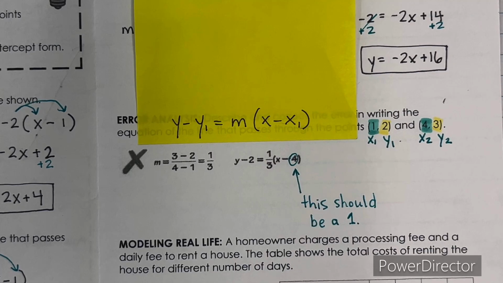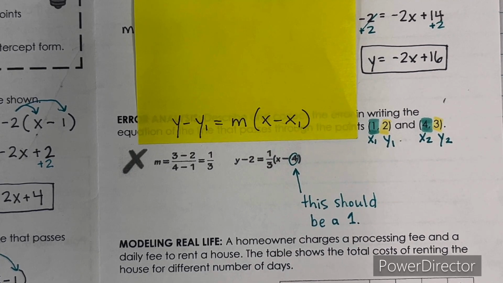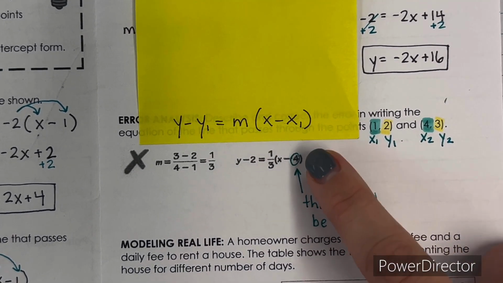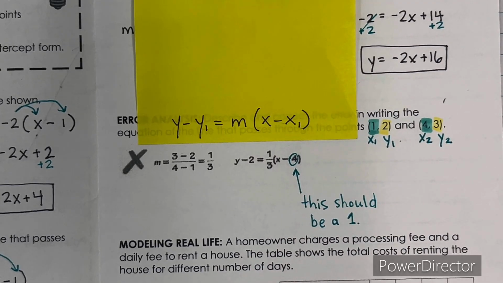That's a pretty common mistake that we see. Kids get the ordered pairs mixed up. Just be vigilant, check where the numbers are, and make sure that you label the numbers, so that way it's easier for you to check to make sure that they actually go in the right spots.